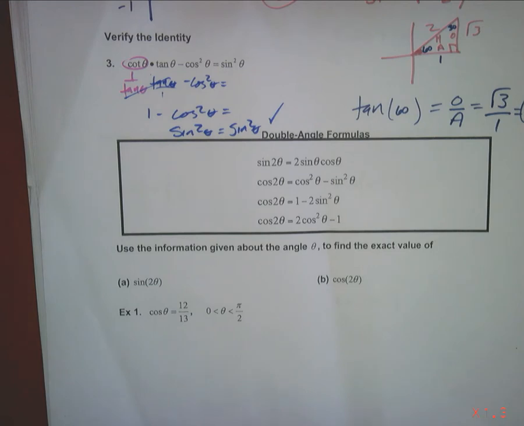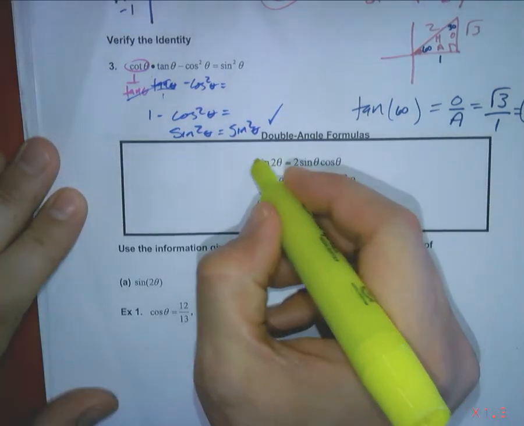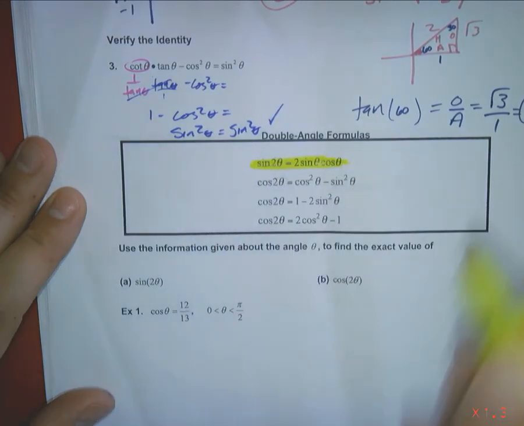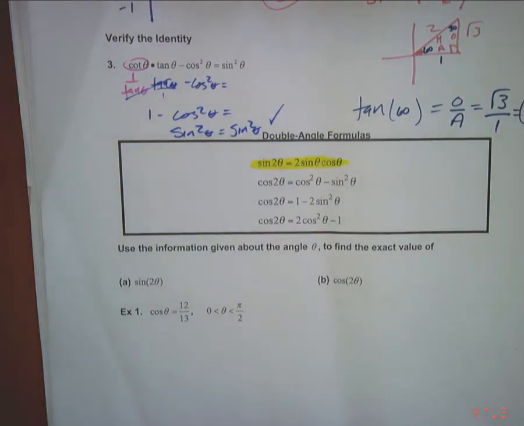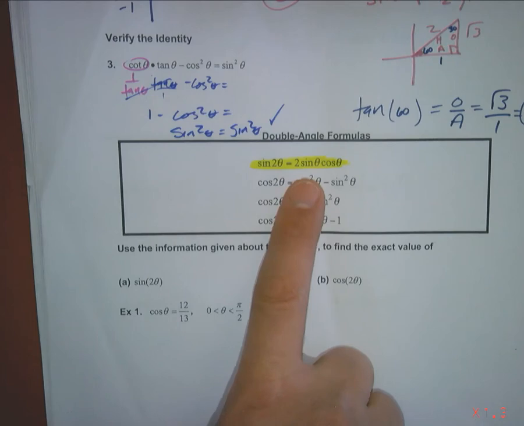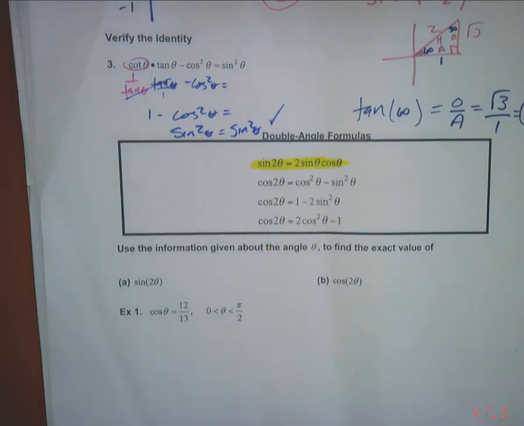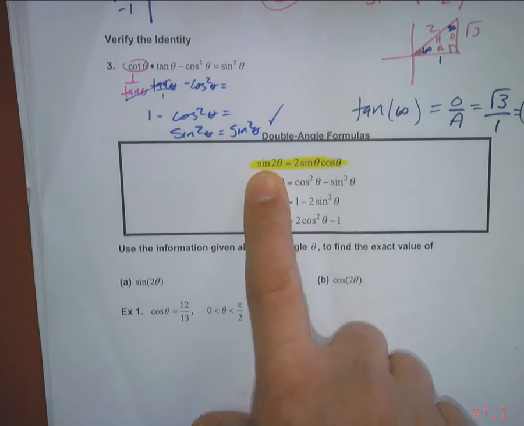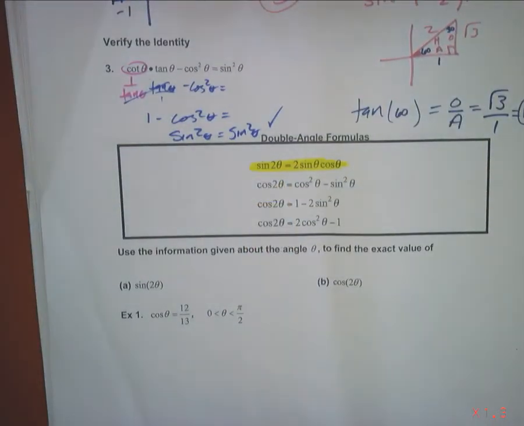So as I take a look at the double angle formulas, I've got the sine of 2 theta. That's equal to 2 times the sine of theta times the cosine of theta. So the idea of this formula is, let's just use an easy number. If I have the sine of 30 degrees and the cosine of 30, I can plug that in and find the sine of 2 times 30, or 60 degrees. This is a formula that allows me to find the double angle. I'm just multiplying that angle by 2.